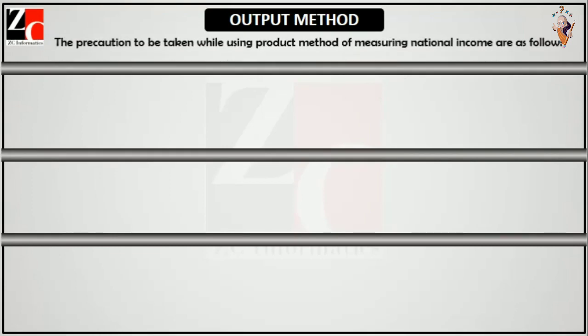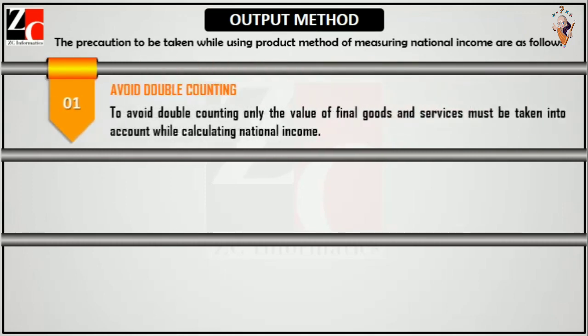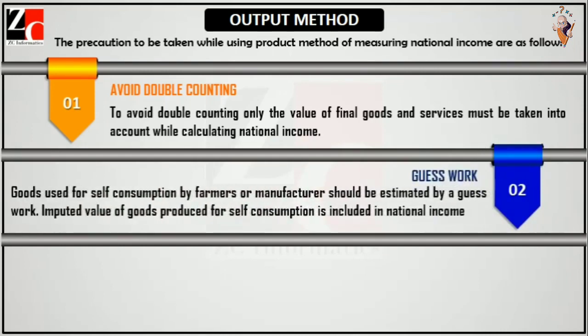Precautions to be taken while using product method of measuring national income are as follows. Point number 1. Avoid double counting. To avoid double counting, only the value of final goods and services must be taken into account while calculating national income. Point number 2. Guesswork. Goods used for self-consumption by farmers or manufacturers should be estimated by guesswork.